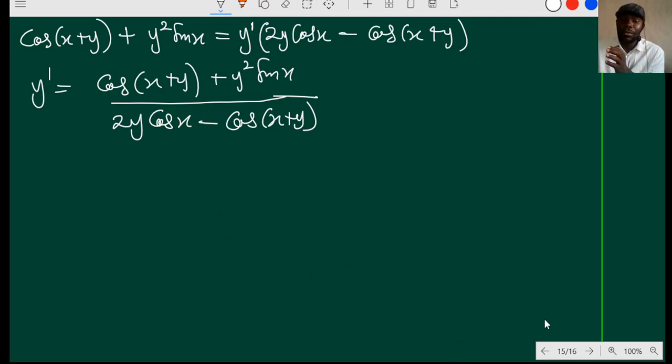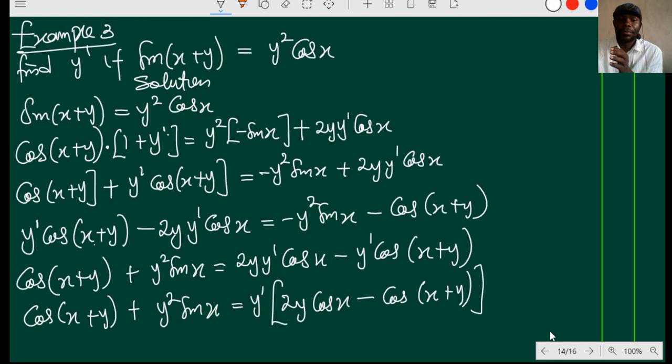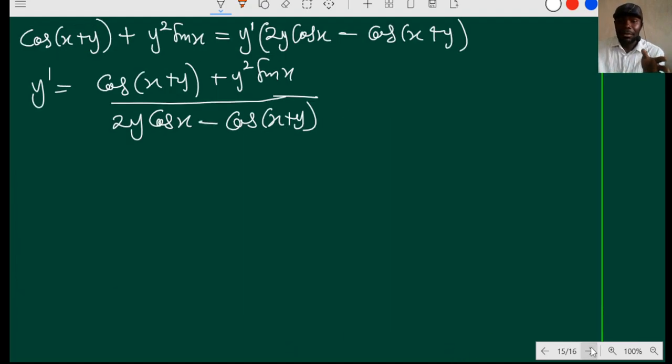So if you're able to see from the explanation, we expand, we differentiate step by step. Where we're supposed to apply the chain rule, we apply it. When we're supposed to apply the product rule, we also apply it. That is how you collect the like terms. So after collecting like terms, you now divide by the coefficients of the y prime. And we're able to get the exact values of the answer, that is a confirmed answer.